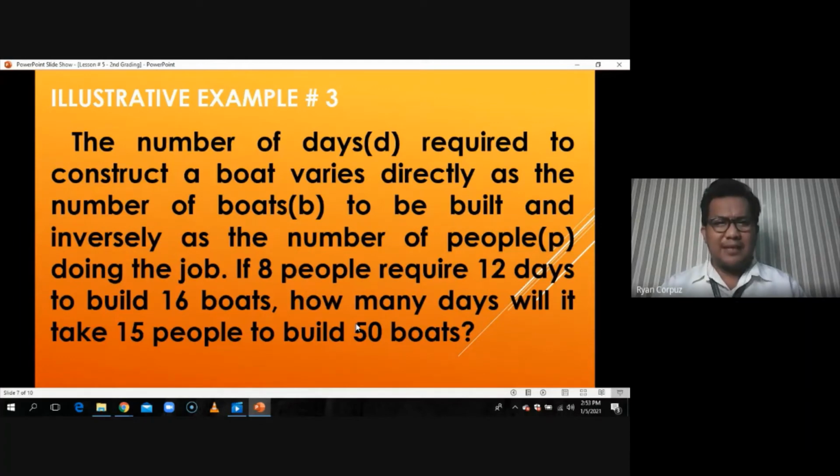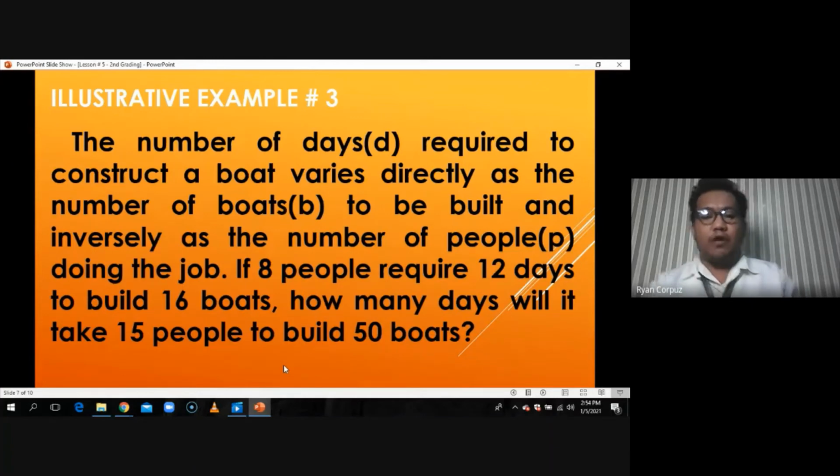So, analyzing the problem, alam mo agad that you are pertaining to combined variation. Bakit combined? Kasi binanggit natin yung dalawang kinds of variation dito. Yung direct variation, eto yon, and the inverse variation. So sabi pa sa problem, if 8 people require 12 days to build 16 boats, how many days will it take 15 people to build 50 boats?